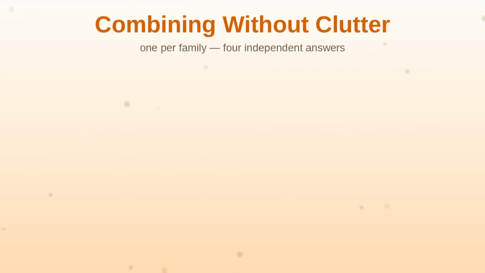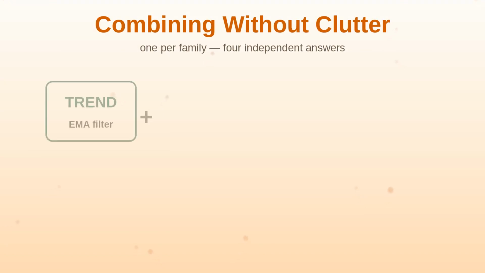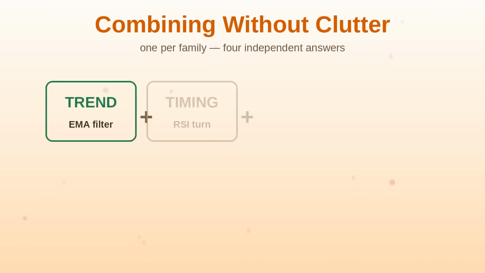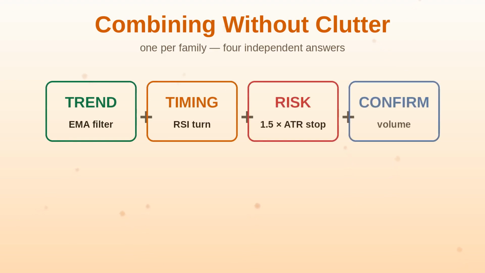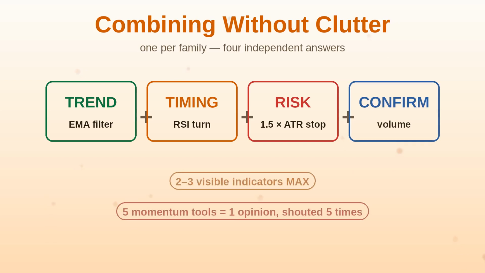Now, how to combine indicators without wrecking your chart. The rule, one per family, never two of the same. 5 momentum oscillators is one opinion shouted 5 times. A clean stack looks like this: an EMA for the trend filter, RSI for timing the entry, ATR for the stop, and volume for confirmation. Trend, momentum, volatility, volume, 4 families, 4 independent answers. 2 or 3 visible indicators maximum. If your chart looks like abstract art, you're not analyzing, you're hiding.